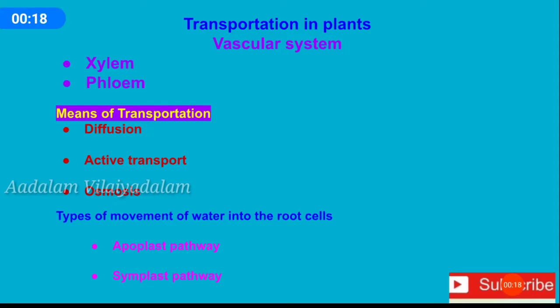How does transportation take place in plants? Transportation in plants takes place through the vascular system. The vascular system includes xylem and phloem. There are three means of transportation in plants: diffusion, active transport, and osmosis. Then we learned two types of movement of water into the root cells: the apoplast pathway and the symplast pathway.